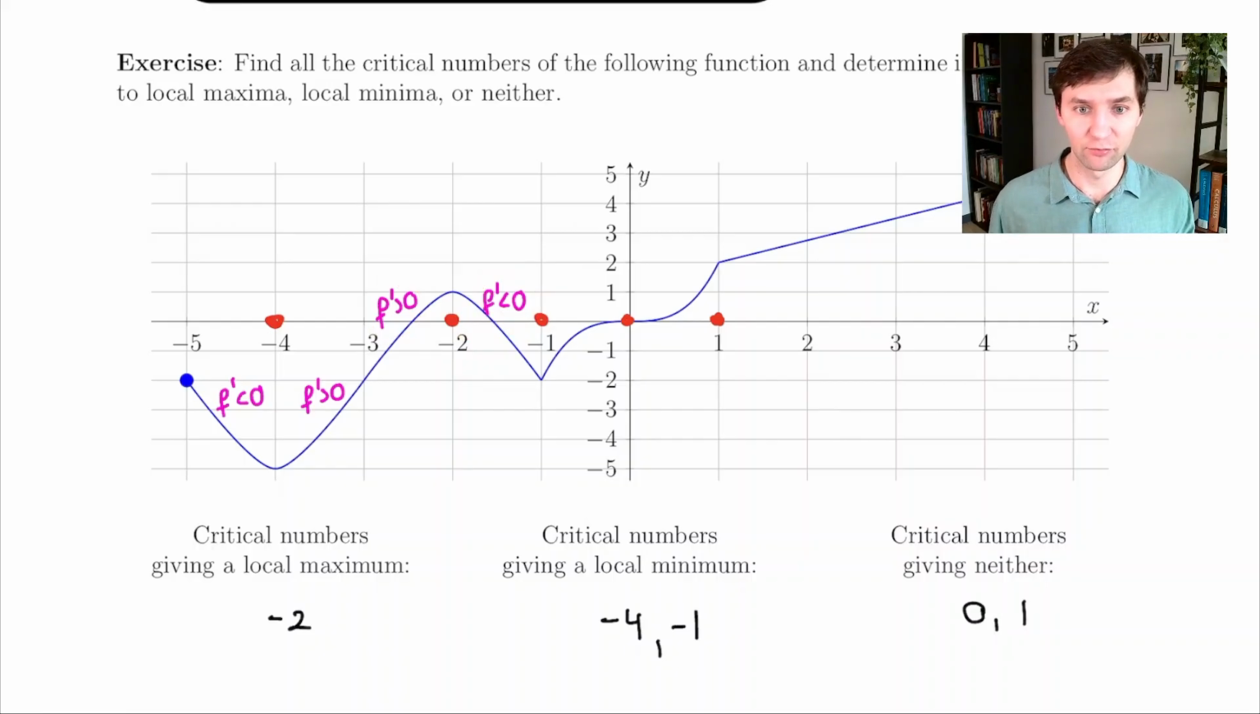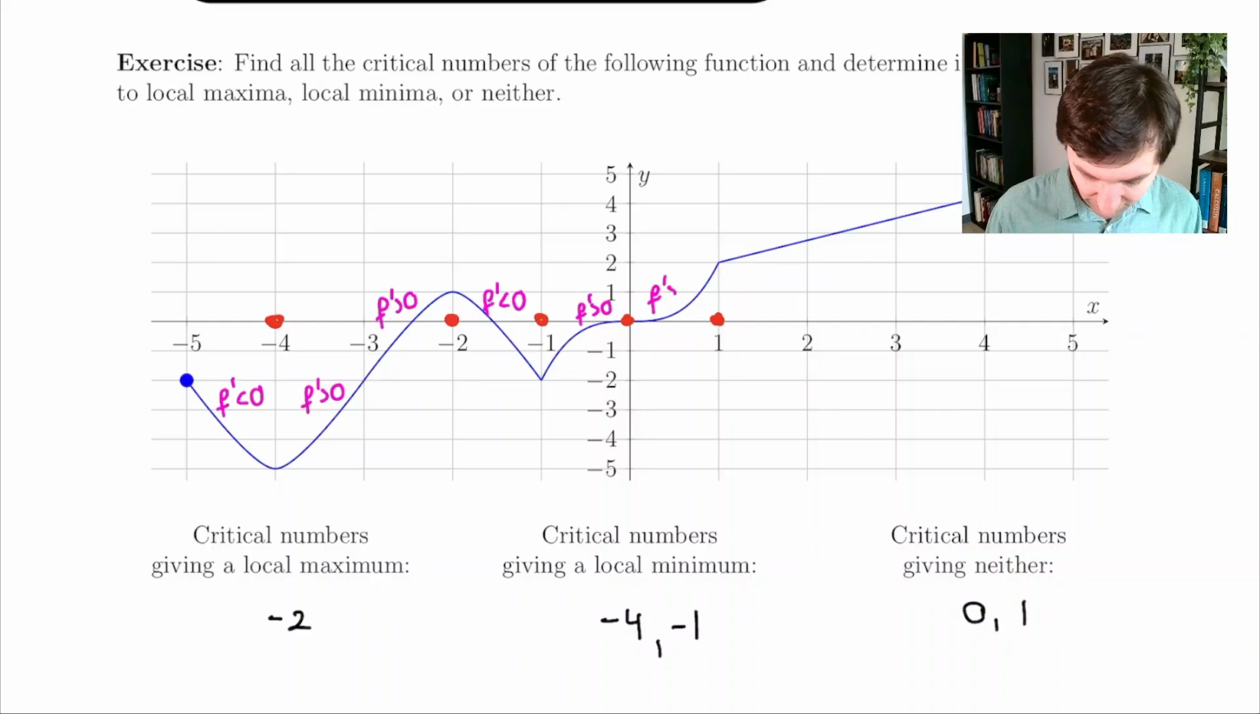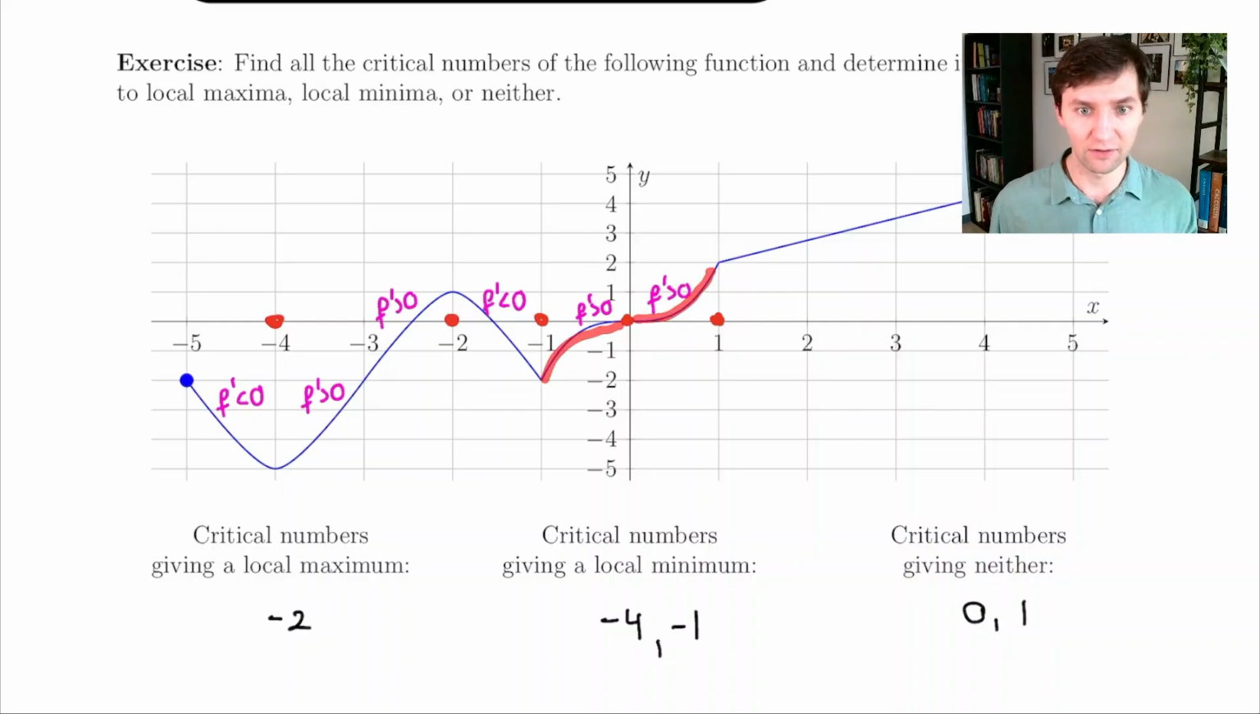What happens if the derivative doesn't change sign? For example, right here. Take a look. Right before that critical number, the derivative was greater than 0. Right after that critical number, the derivative is still greater than 0 because both here and here the function is increasing. This suggests that if the derivative doesn't change the sign at the critical number, then the critical number gives us neither.